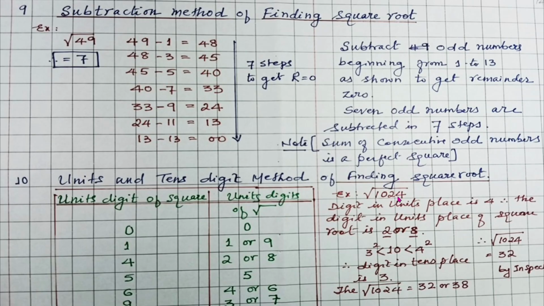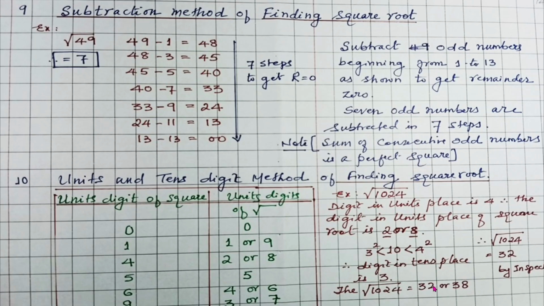Now after having considered the first pair, take the second pair, 10. Now 10 lies between two consecutive perfect squares, that is 3 square and 4 square. 4 square is 16, 3 square is 9, and 10 is nearer to 9 than 16, and therefore we have to take 3 as the digit in the tens place. Therefore the square root of 1024 can be 32 or 38. So it can be 32 or 38.